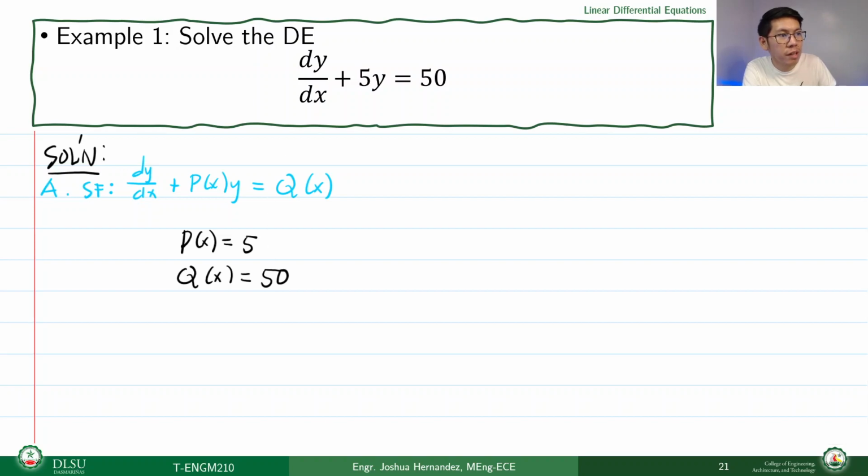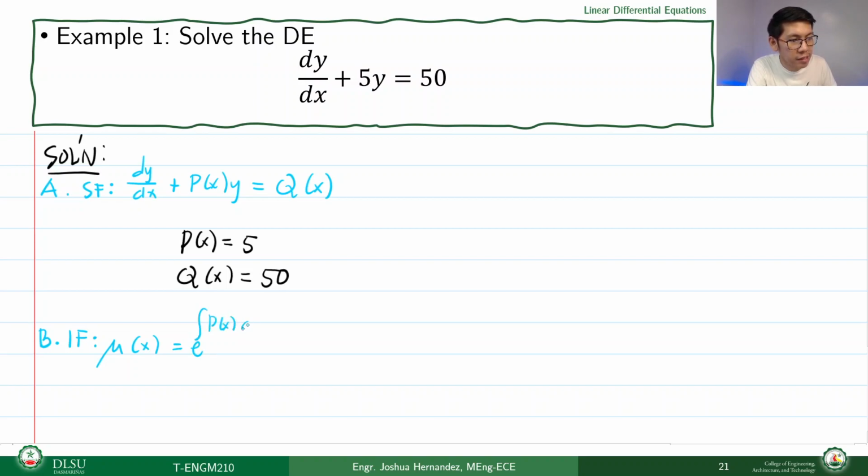So now that we have those forms or those equivalences, we can proceed to our next step, which is getting the integrating factor. We have mu of x equals e to the integral of p of x dx. In this case, mu of x equals e to the integral of 5. I can factor out 5 since it is a constant, so I get 5 integral of dx. And of course, we can now get our mu of x, and that is e raised to 5x.